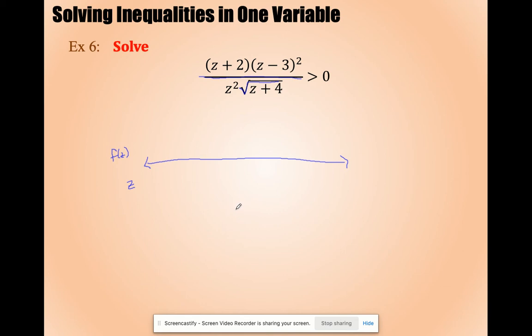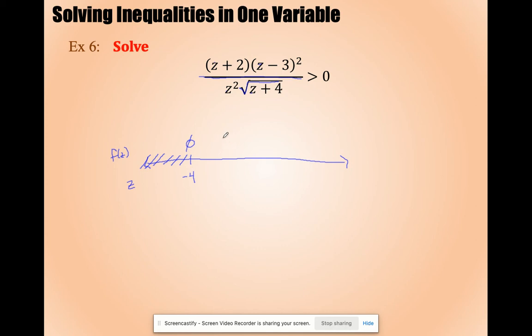What numbers create issues? -4 creates an issue because that creates 0 in a denominator, and I can't have that. Also, I can't put anything in below -4, right? If you put in -5, -6, negative whatever, you can't put that. You can put that here, you can put it here, you can put it here, but you cannot put it here. So this part of the number line doesn't exist for me, starting at -4.